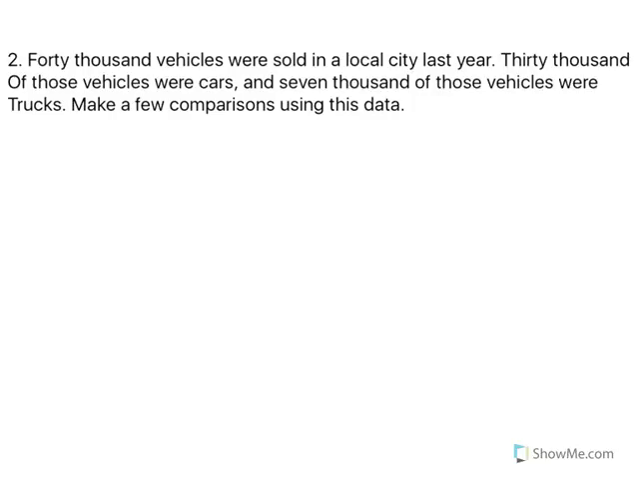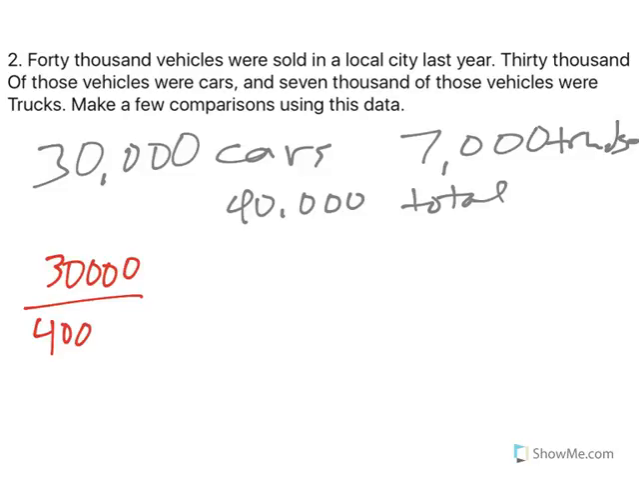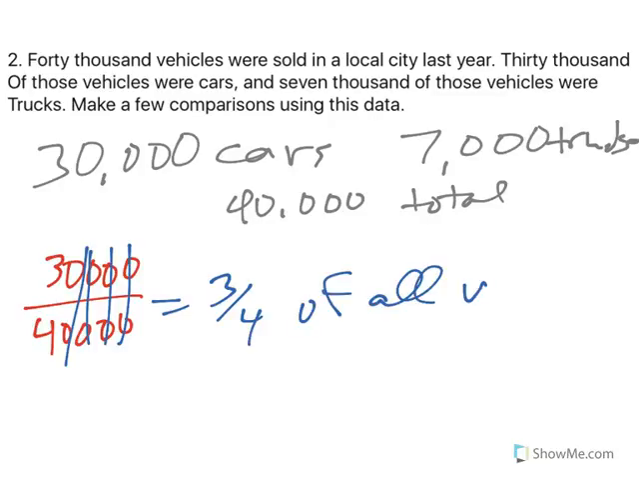40,000 vehicles were sold in a local city last year. 30,000 of those vehicles were cars and 7,000 of those were trucks. Make a few comparisons. Okay, so we have 30,000 cars, 7,000 trucks, 40,000 total. So, if we know that 30,000 out of 40,000 are cars, well, if you think about reducing those, the zeros will all cancel out. That means 3/4 of all vehicles are cars.